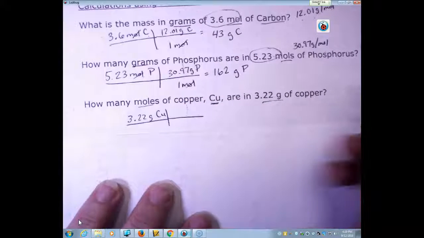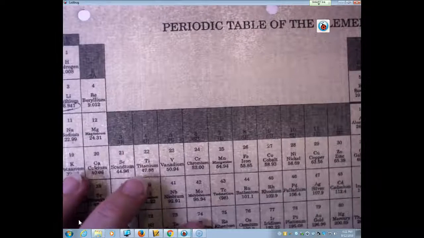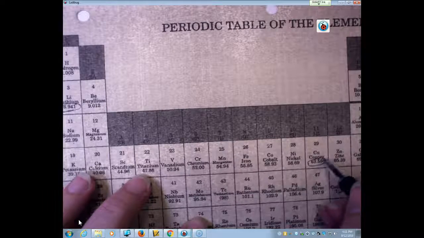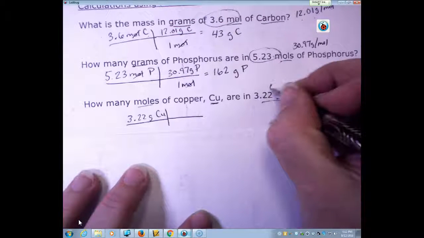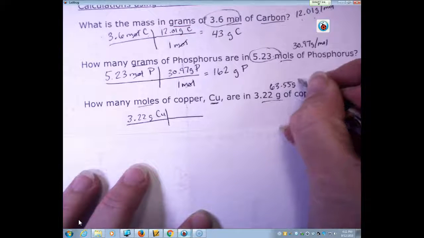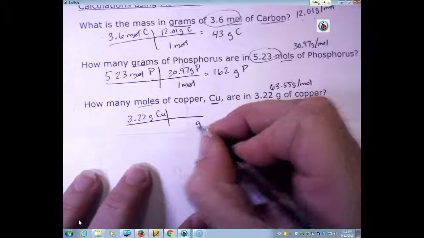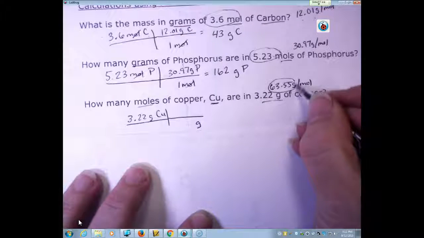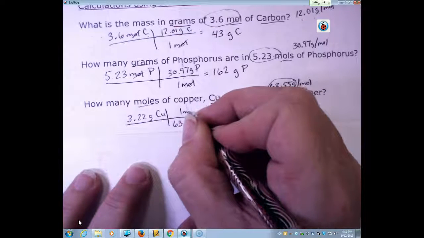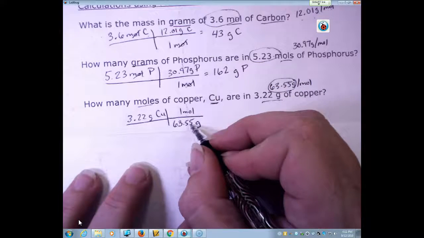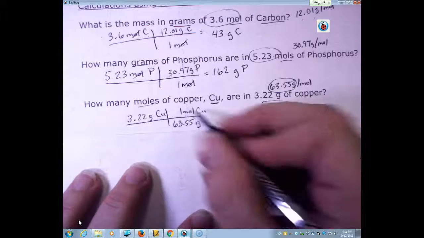Since I'm going from grams to moles, I need the molar mass. So I'm going to find copper on the periodic table. It's right here. That's how many grams are in 1 mole, 63.55. So 63.55 grams per mole. Gram is here, so gram has to go here. And there are 63.55 grams in 1 mole. So the number that you get from the periodic table is tied to the grams, and you cannot move it from there. And it's always going to be for 1 mole.